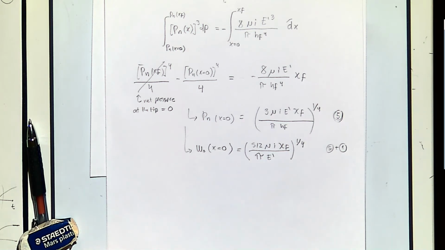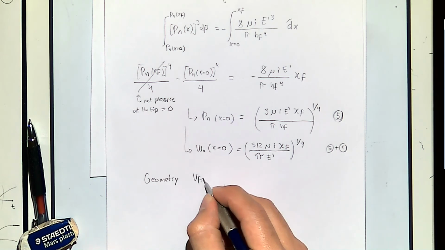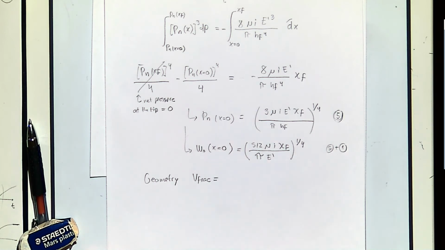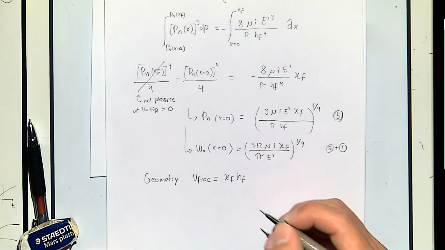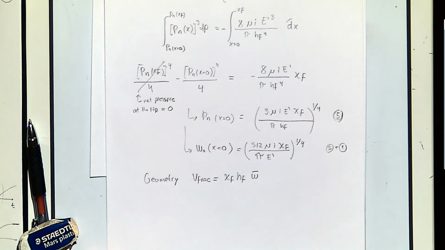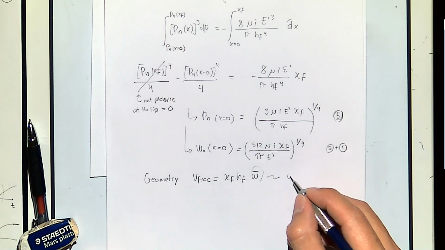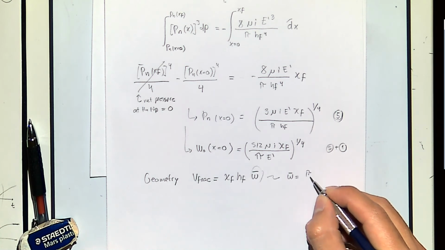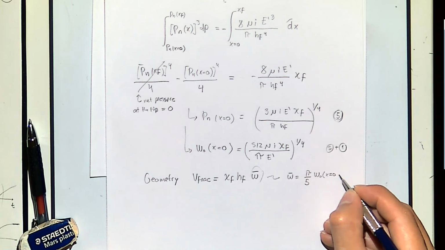So in order to get that equation, we are going to use just some basic geometry, and by doing that, we'll find out that the volume of the fracture is going to be equal to the half length of the fracture times the height of the fracture times the average width, where the average width for this elliptically shaped fracture is going to be equal to pi over 5 times the width at the wellbore.